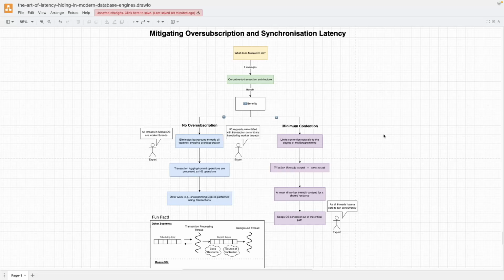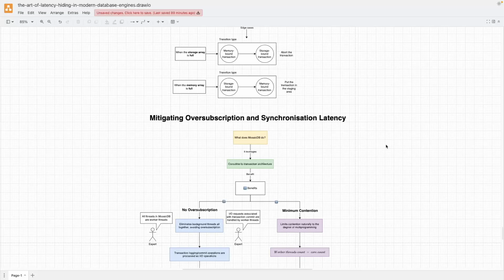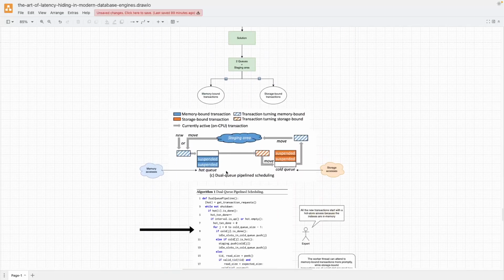Perfect. There's a question in chat. I'll just take that real quick. Are the two queues taken care of by the same thread, or two queues in parallel? No. So it's the same worker thread that is handling both the queues. And that same worker thread will give priority to the hot queue, which is basically the queue for the memory-based transactions. Both these queues are managed, and even the staging area. All of this is managed by one worker thread.